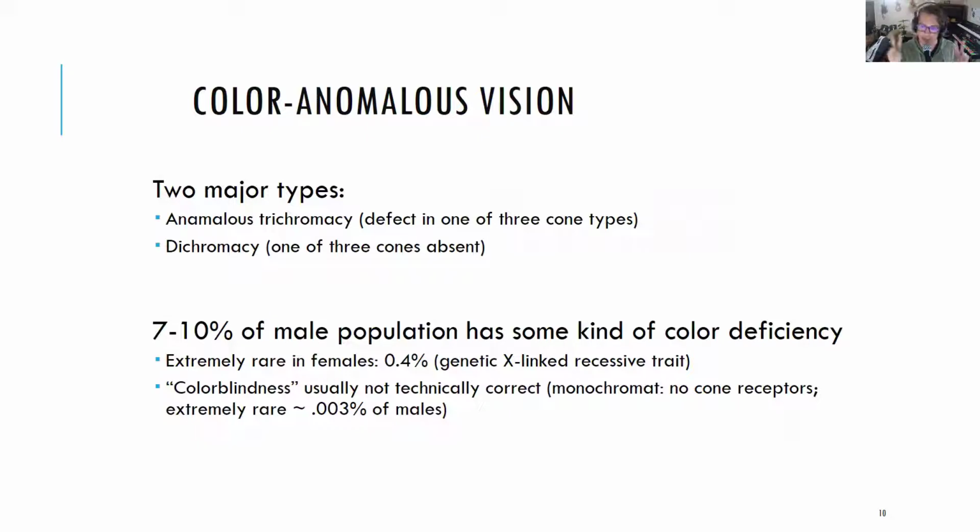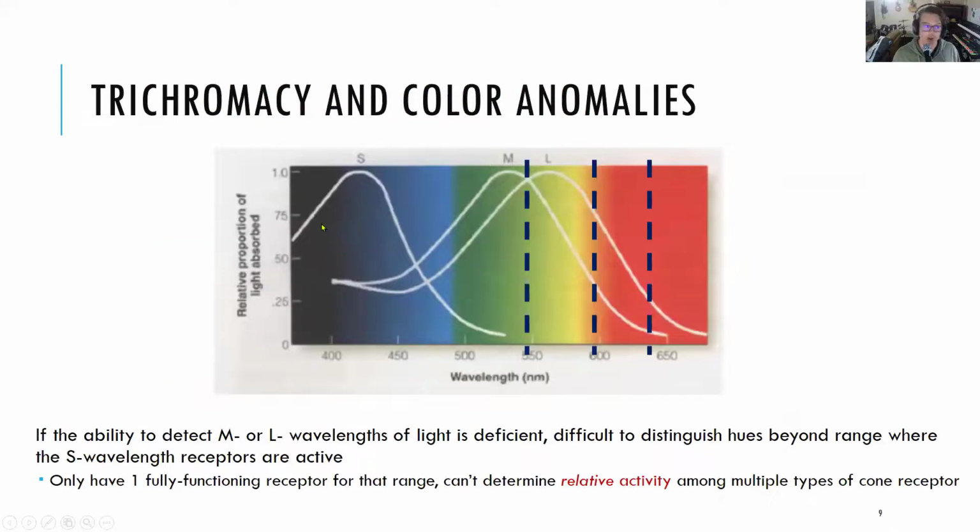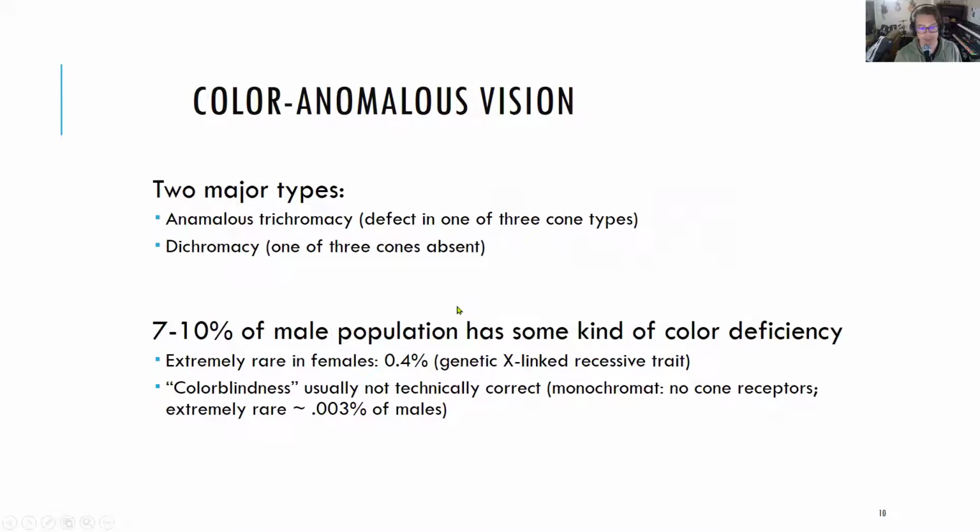All right, so two major types. Either we have all three types of cone receptors, but one of them is wonky, and we call that anomalous trichromacy. So trichromacy, I still have three, but one of them is wonky. Or dichromacy, and that means two. I've got two types of cones present. And it's almost always the medium and long wavelength cones that are affected; the short wavelength receptors, the S's here, are almost never affected. Why only males? Right.